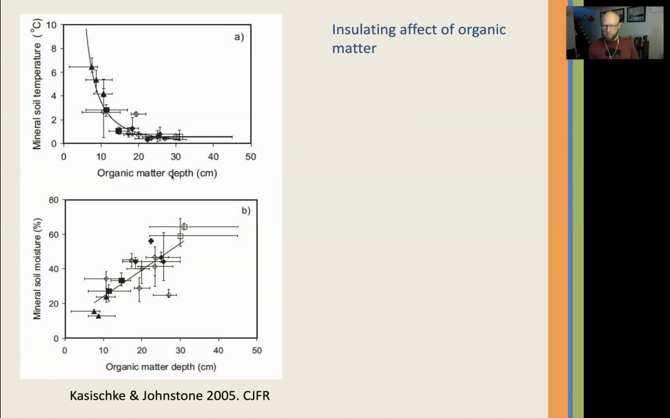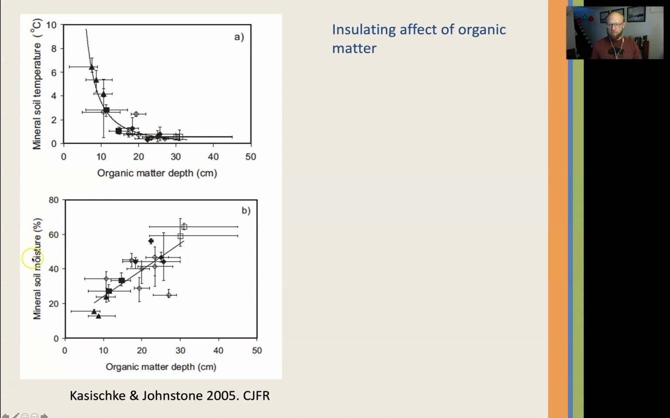So here's just a couple examples of data associated with the organic layer. If you look on the x-axis of both of these figures, we've got organic matter depth. So on the far left axis would be where there's no organic layer, and then it gets thicker and thicker as you move to the right. On the upper figure, you have mineral soil temperature. And what you see is the thicker the organic layer, the colder the mineral soil is. So it's keeping those temperatures really cold, and they can't warm up as much without that heating from solar energy.